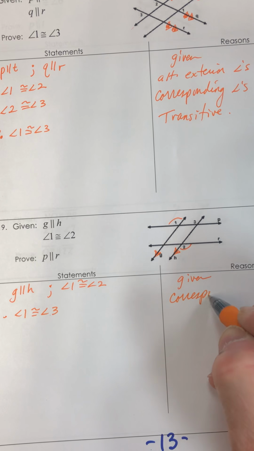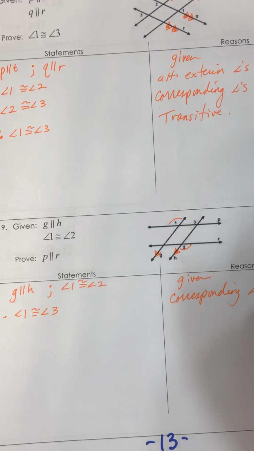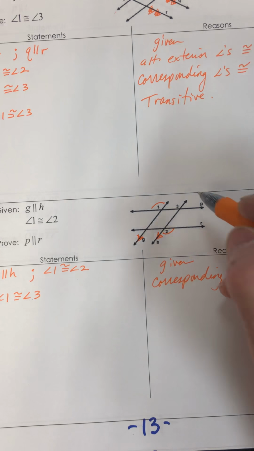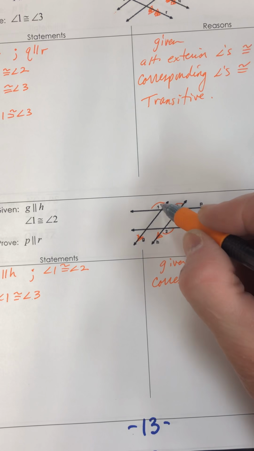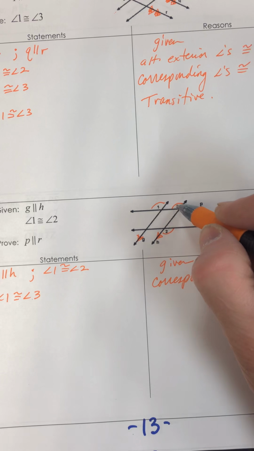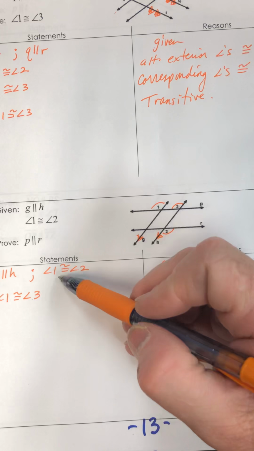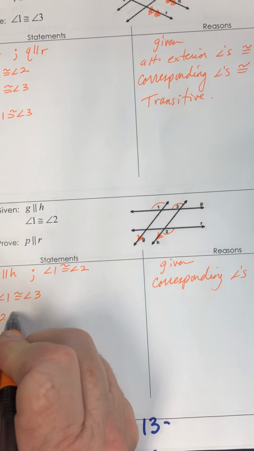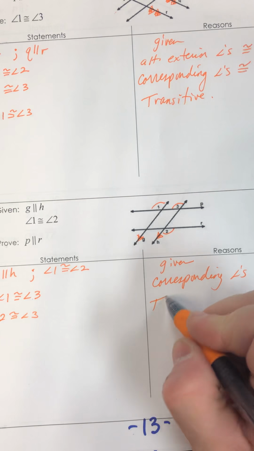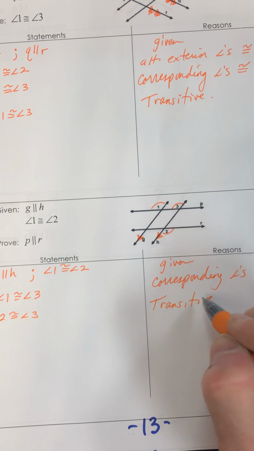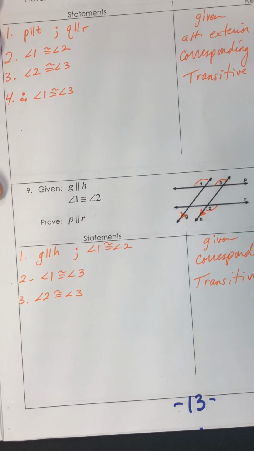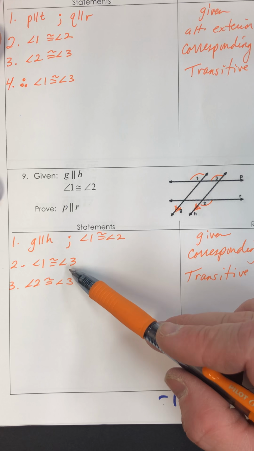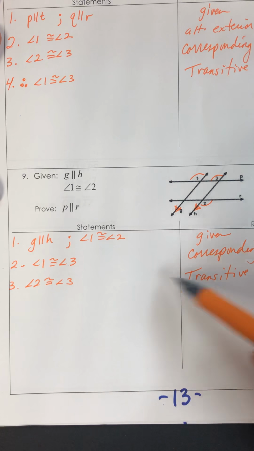Corresponding angles are congruent. Okay, so I'm going to mark that the same because 3 is congruent to 1 has the same mark. Now, by way of transitive, 2 is congruent to 3. Okay, 2 is congruent to 3 by way of transitive law, because we had previously stated 1's congruent to 2 and 1's congruent to 3. So now 2's congruent to 3, transitive.